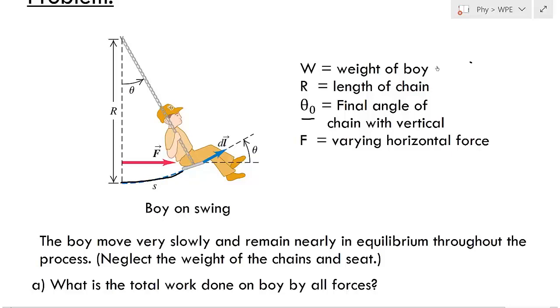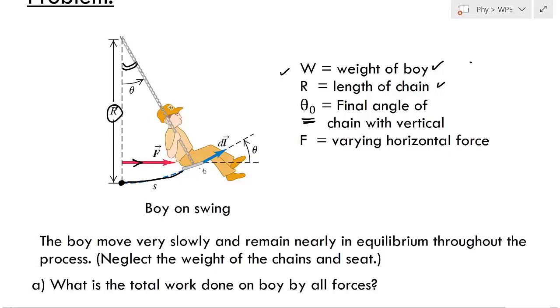The weight of the boy is given, that is W, and the length of the chain is R. This means this boy is moving in a circle of radius R. And initially this swing is here, that is theta equals 0 degree, but due to this force that is applied on this boy, this moves and the final angle of the chain with the vertical is theta naught, that is also given. So this angle, the final angle, is theta naught.